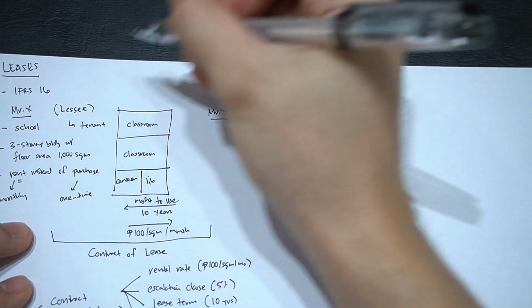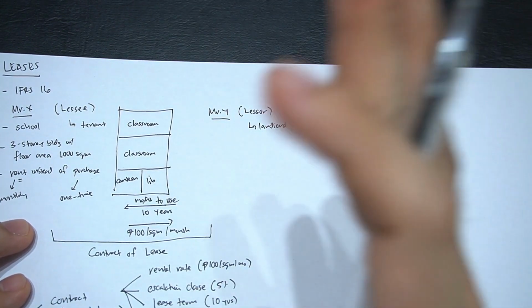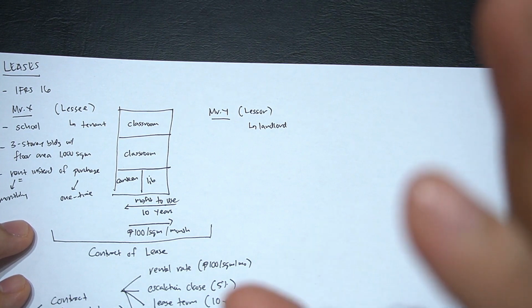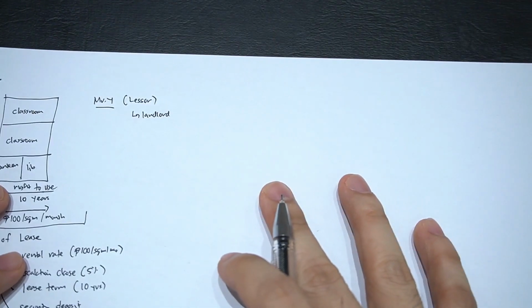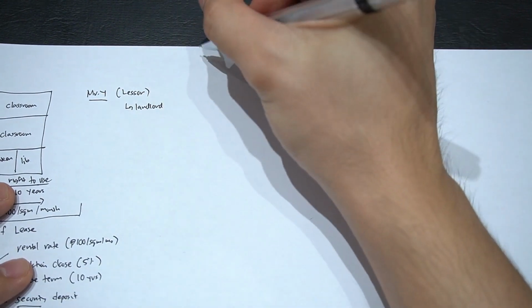Now, as we know, may dalawang point of view dito. Point of view of the lessee and point of view of the lessor. Ihiwalay natin yung discussion na yan. Okay? But for now, let's start with the lessee. Alright. Sir, paano yung accounting kapag point of view ni lessee?